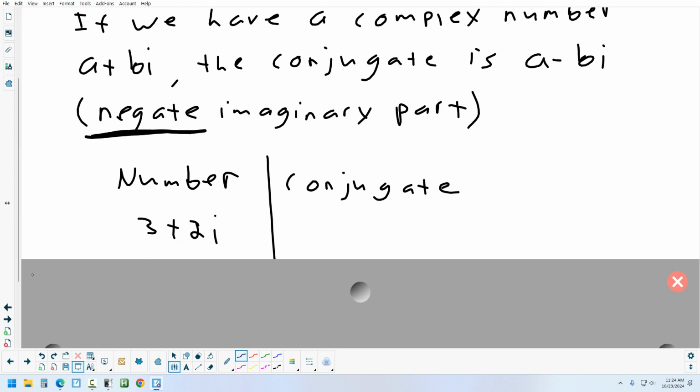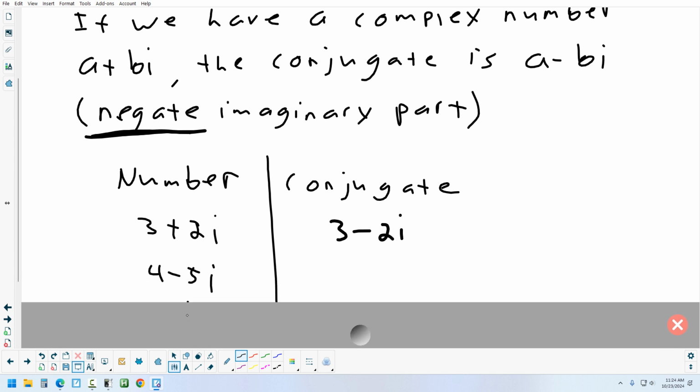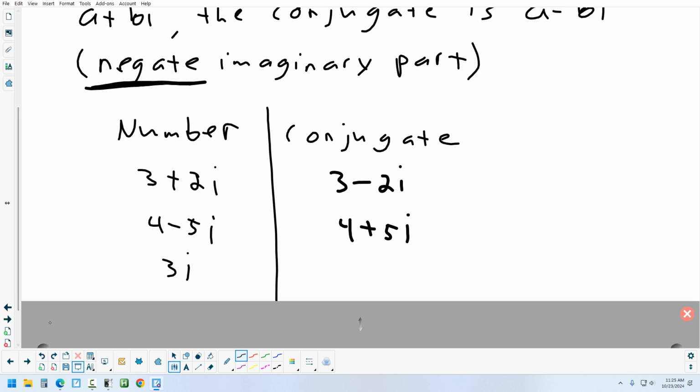So let's just practice looking at a number and see if you can tell me the conjugate. What would be the conjugate of 3 plus 2i? 3 minus 2i. How about the conjugate of 4 minus 5i? 4 plus 5i. How about the conjugate of 3i? Negative 3i, yep.